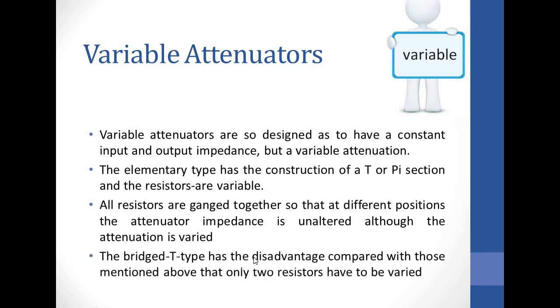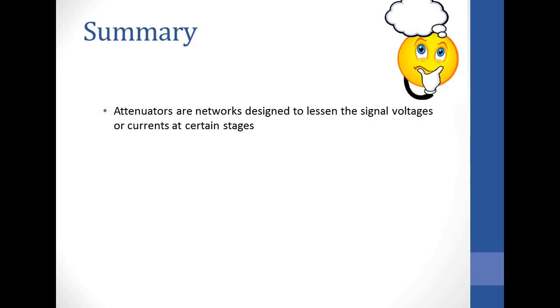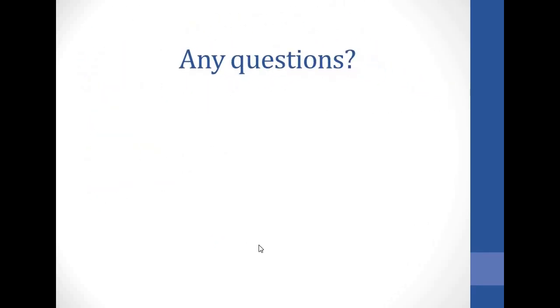Okay, so we can go through that. For summary, attenuators are networks designed to lessen our signal voltage or current at certain stages. They are purely resistive, and in order for attenuation to occur, we should have the correct input impedance, the correct output impedance, and it should also give the specified attenuation, where dB equals 20 log N. So this is the end of our chapter. Thank you.